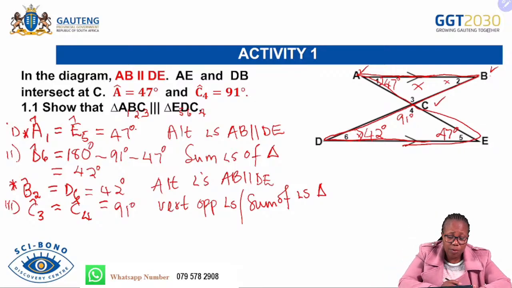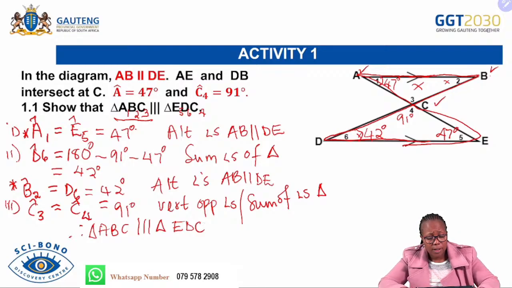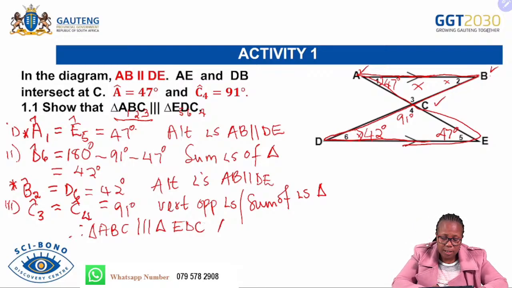Okay, then we have 3 conditions. Therefore, triangle ABC, follow that sequence, is similar to triangle EDC as it was given to you initially there. And then what makes this similar is because of the angles. Angle, angle, angle, or because of equiangular.